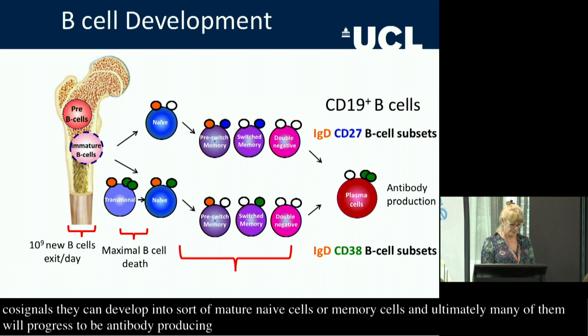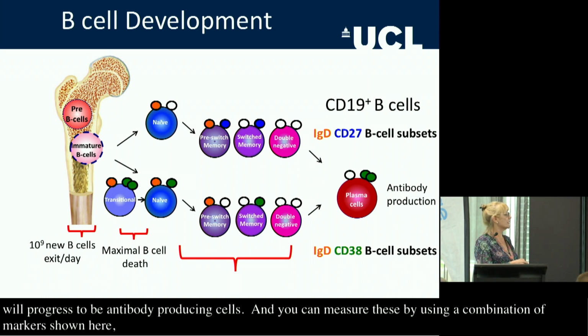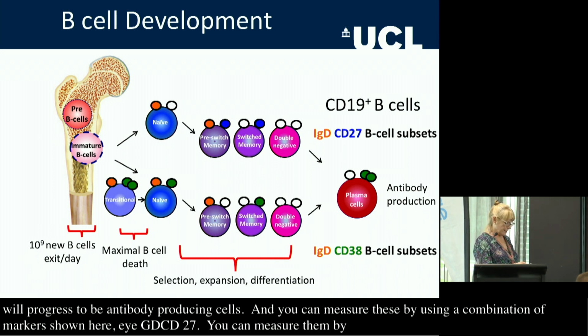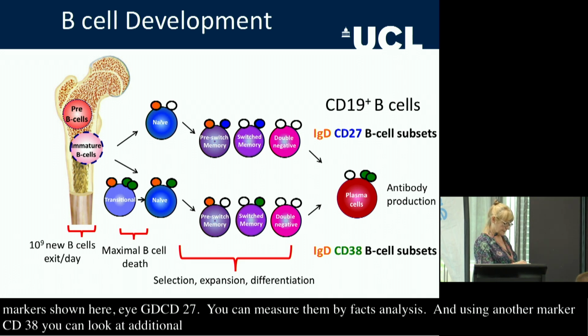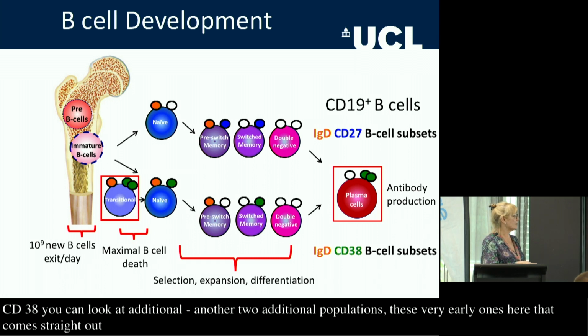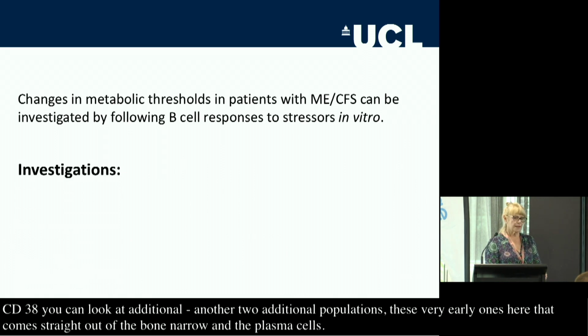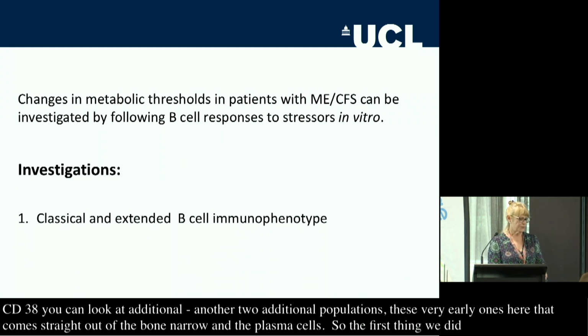And you can measure these by using a combination of markers shown here, IgD and CD27. You can measure their relative expression by FACS analysis, and using another marker, CD38, you can look at 2 additional populations: these very early ones that come straight out of the bone marrow, and the plasmablasts or plasma cells.